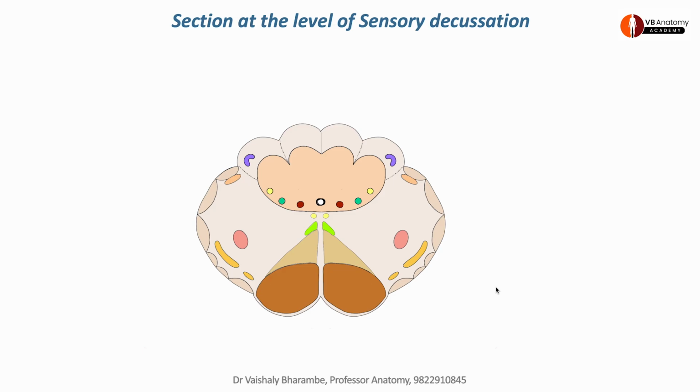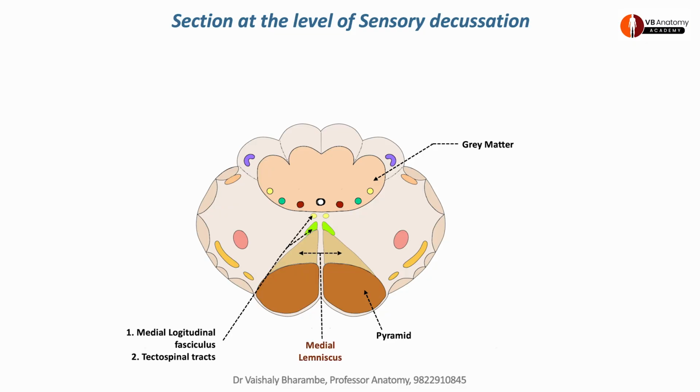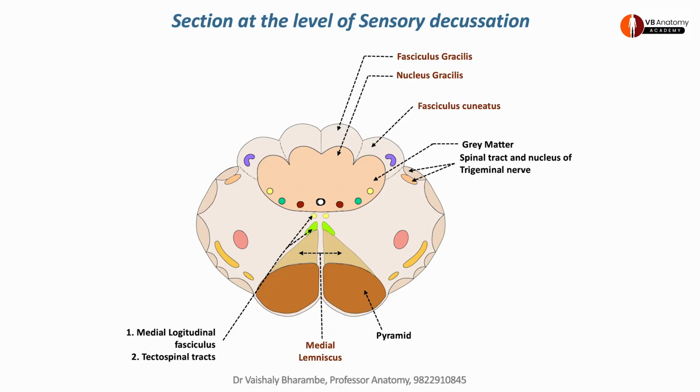So this is the section you have drawn. Let's label it quickly. This is the grey matter, the pyramid, the medial lemniscus, the tectospinal and medial longitudinal fasciculus, spinal tract and nucleus of trigeminal nerve, fasciculus gracilis, deep to which is nucleus gracilis, fasciculus cuneatus, deep to which is nucleus cuneatus. Here you have posterior and anterior spinocerebellar.